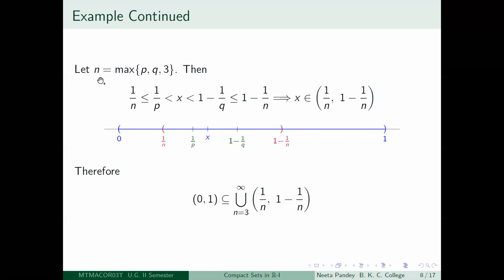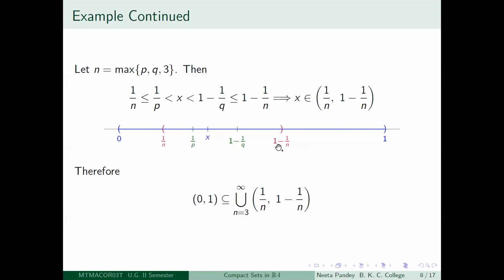And now I have done this small trick: I have taken n to be the maximum of p, q, and 3. That is going to solve your problem. 1 by n is less than or equal to 1 by p, but 1 by p is strictly less than x. So 1 by n will be strictly less than x. Again, x is strictly less than 1 minus 1 by q. And what can you say about 1 by n again? 1 by n is less than or equal to 1 by q. So minus 1 by q is less than or equal to minus 1 by n. So 1 minus 1 by q is less than or equal to 1 minus 1 by n.